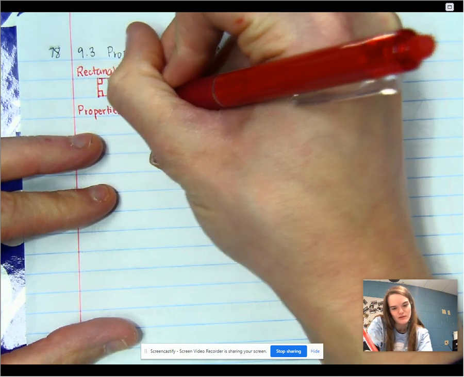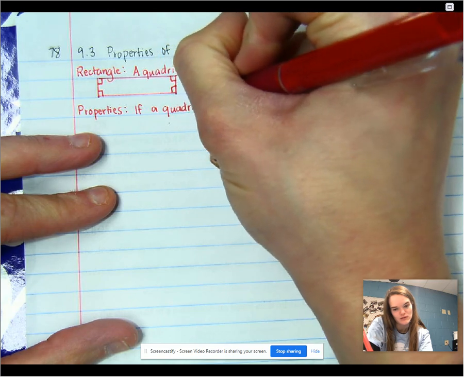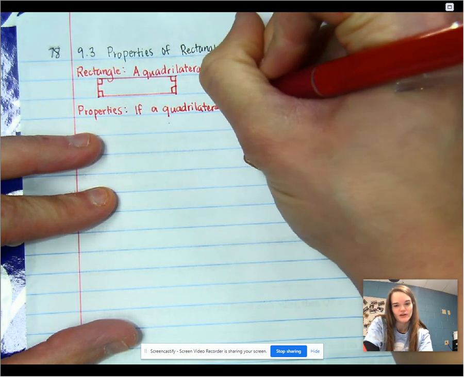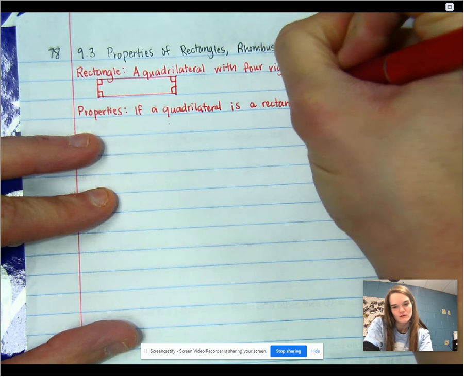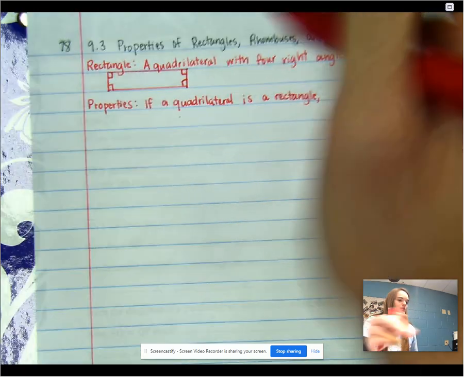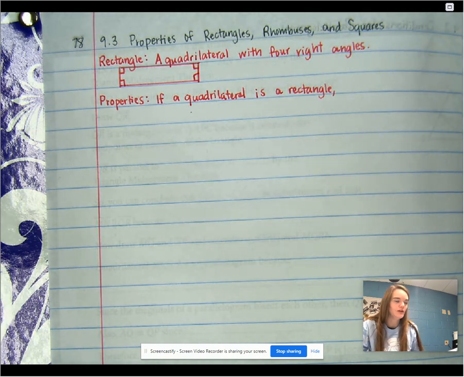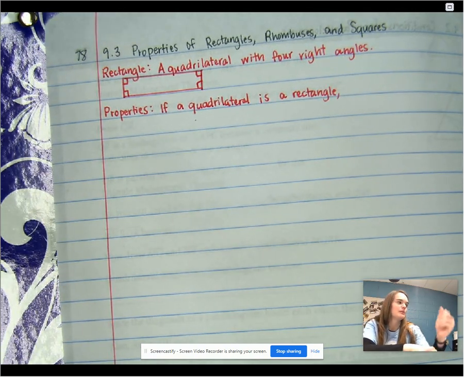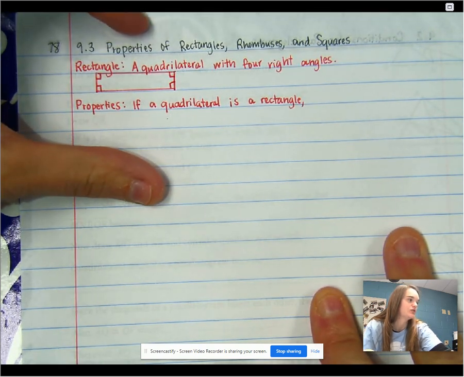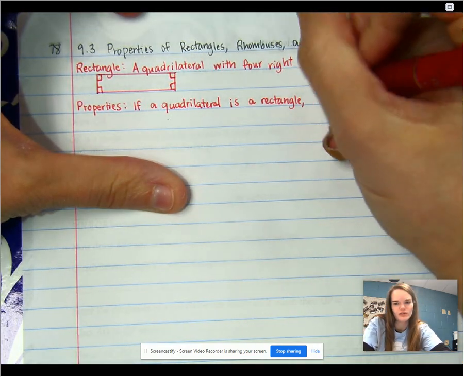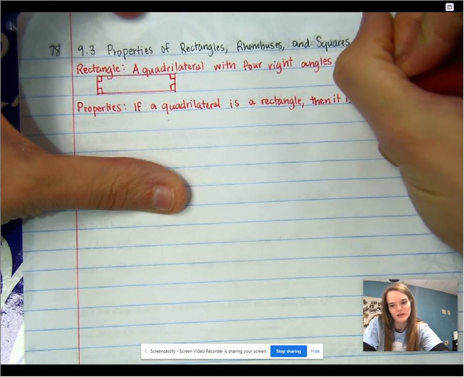If a quadrilateral is a rectangle, then it is a parallelogram, which means that all of the properties of a parallelogram are true of a rectangle. The opposite sides are congruent, the opposite angles are congruent, the diagonals bisect each other. That's what this statement gives you.